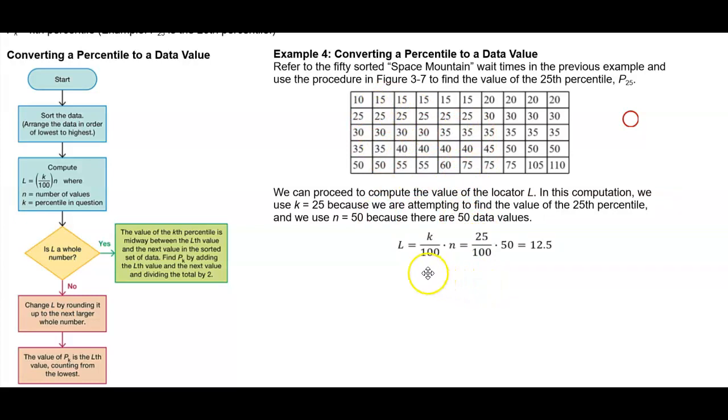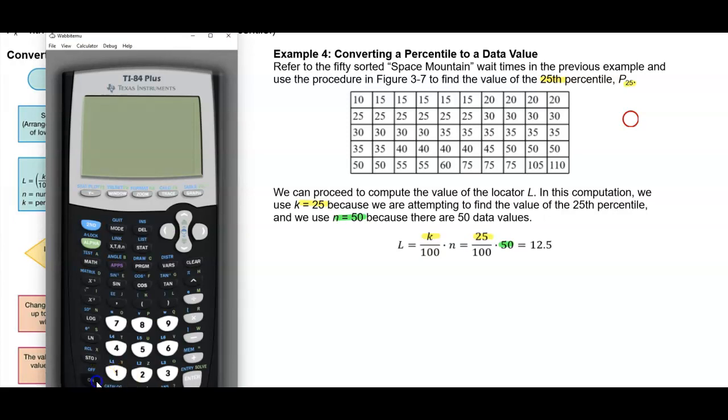Okay, so now we use the formula for L. We know that K, from our problem, the 25th percentile, is 25. Then we divide it by 100, and then multiply it by the value of N, and we know that N is 50. So if we use our calculator, we take 25 divided by 100, and then multiply that by 50, and that gives us 12.5.